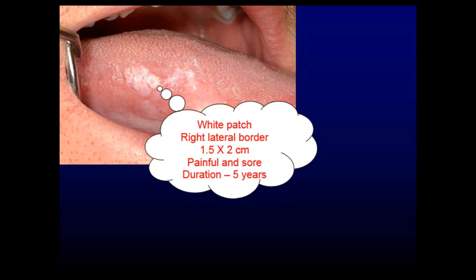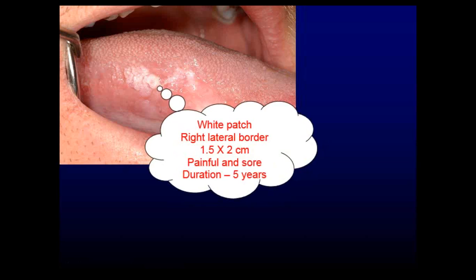So in the next couple of slides, I'll give you some clinical cases where we applied these three tests and the result which we have found. This is a 45-year-old male who came to our clinic with a white patch on the right lateral border of the tongue. The white patch has been there for 5 years.